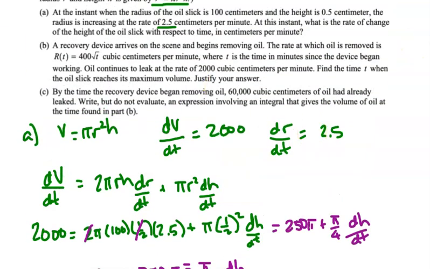All right. Part B says a recovery device arrives on the scene and begins removing oil. The rate at which the oil is removed is this R of t in cubic centimeters per minute, where t is the time in minutes since the device began working. Oil continues to leak at this constant rate of 2,000. So find the time when the oil slick reaches its maximum. Well, basically you have a rate in of 2,000 and a rate out of 400 rad t.